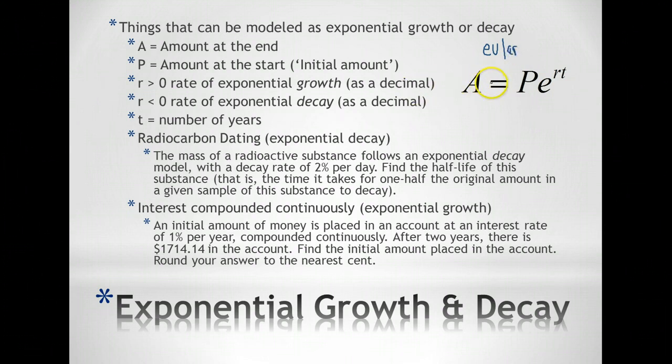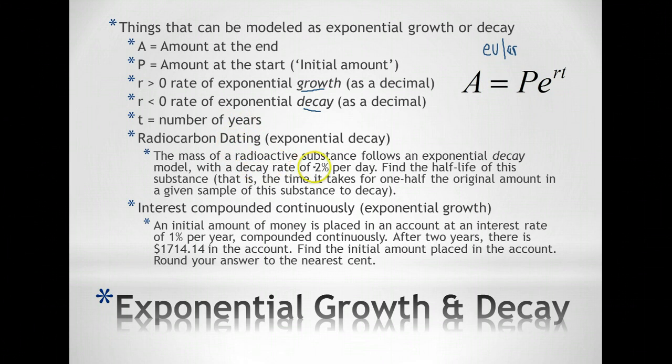Okay, so this formula, A is the amount at the end, P is the amount at the start, the initial amount, the amount invested. R is the rate, and if they tell you it's an exponential growth, you're going to make the rate a positive number. If they tell you it's an exponential decay, you're going to make the rate a negative number. So I'll show you how to do that for the decay here. T is the number of years.